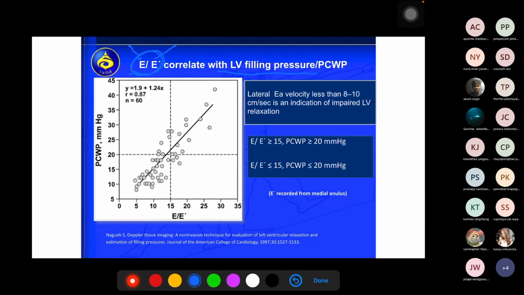So if the E to E prime ratio is over 15, it represents a capillary wedge pressure over 20. If you use the E to E prime ratio from the medial annulus and this number is over 15, it means this patient is likely to have a high LV filling pressure. So that's why we use this E to E prime ratio to evaluate the LV filling pressure of the patient.